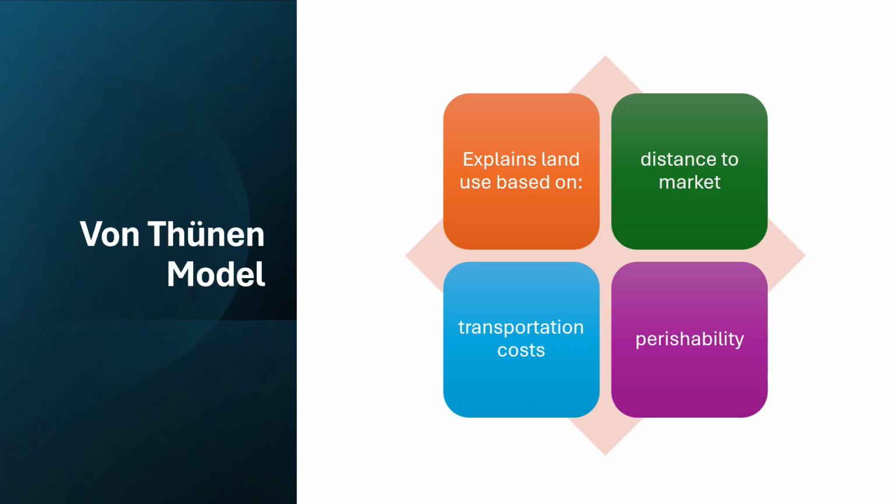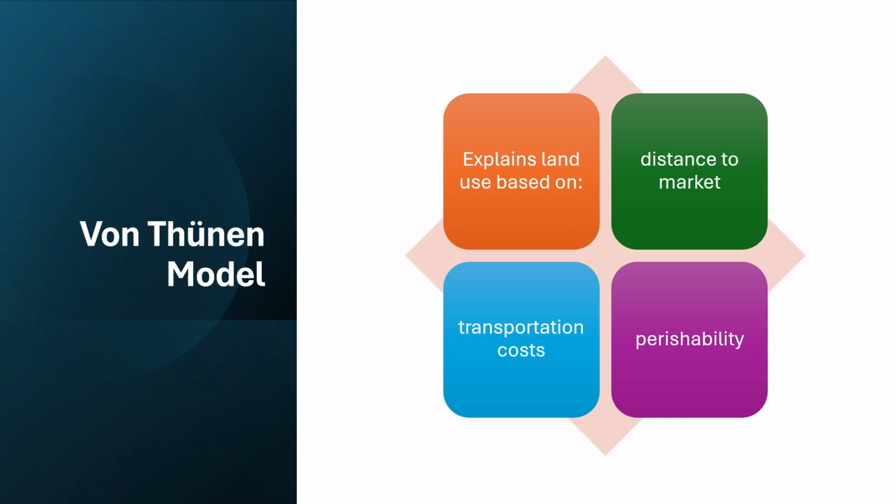The von Thunen model was created in Germany prior to and during the Industrial Revolution, and it explains land use based on three factors. The first factor is how far are you from the market? Distance to the market goes toward how much it's going to cost you to get your crops to market.